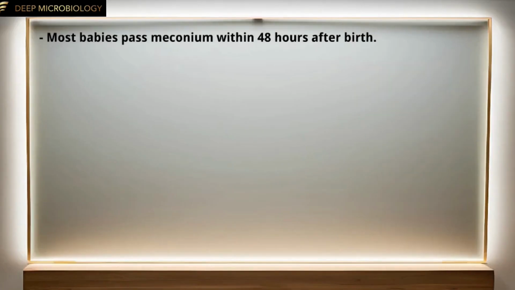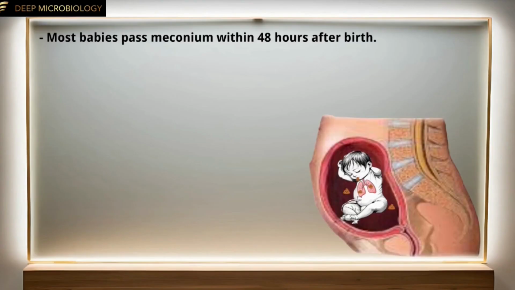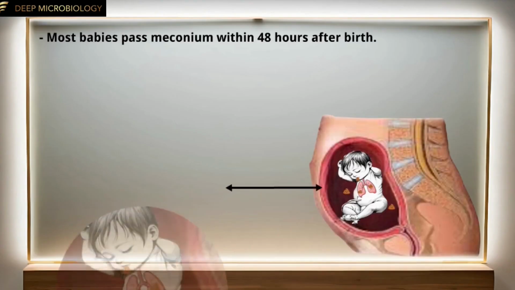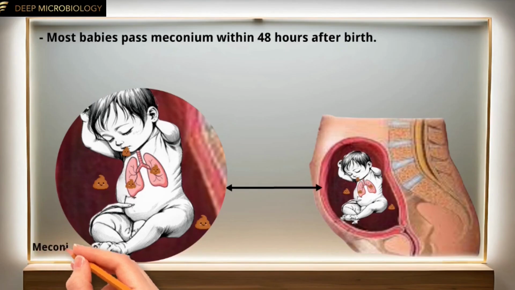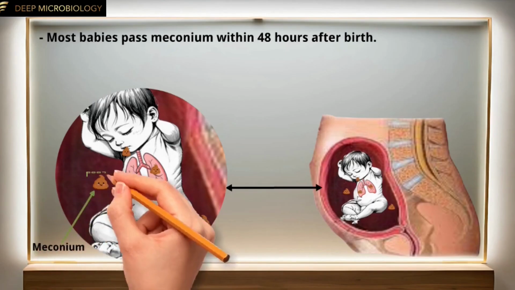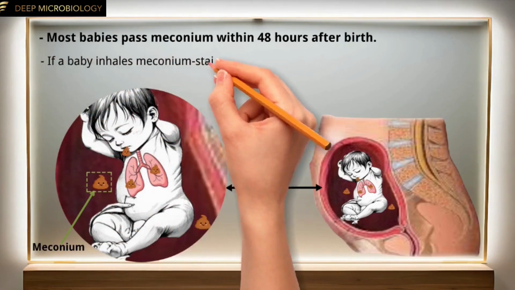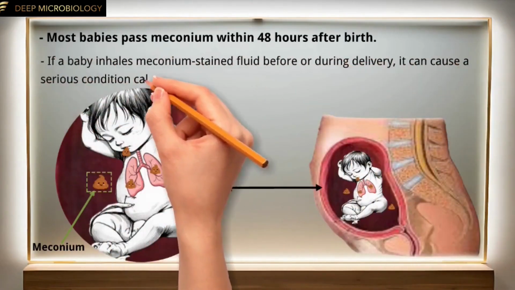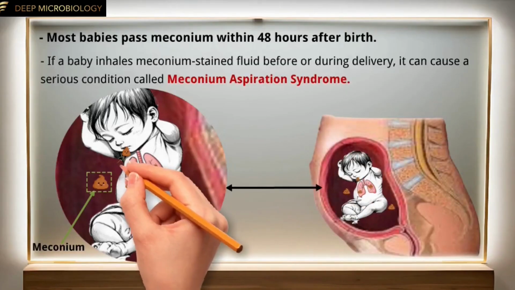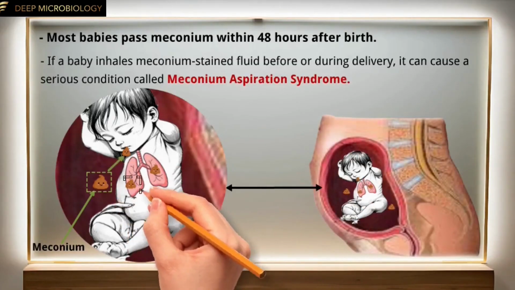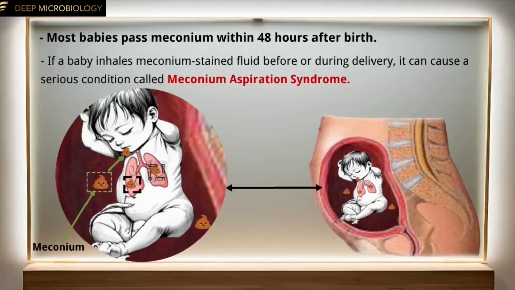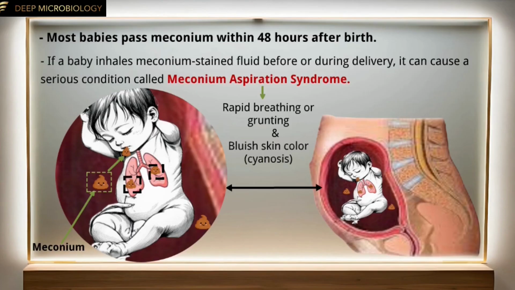This is a good sign that their digestive system is working properly. Sometimes, babies can pass meconium before birth into the amniotic fluid. This can be harmless, but if a baby inhales meconium-stained fluid before or during delivery, it can cause a serious condition called meconium aspiration syndrome. This happens when the sticky meconium gets into the lungs, making it hard for the baby to breathe, and leads to rapid breathing or grunting, and bluish skin color, which is called cyanosis.